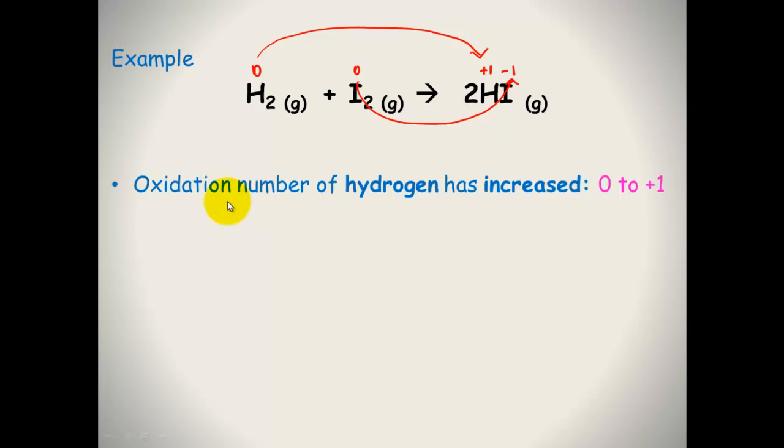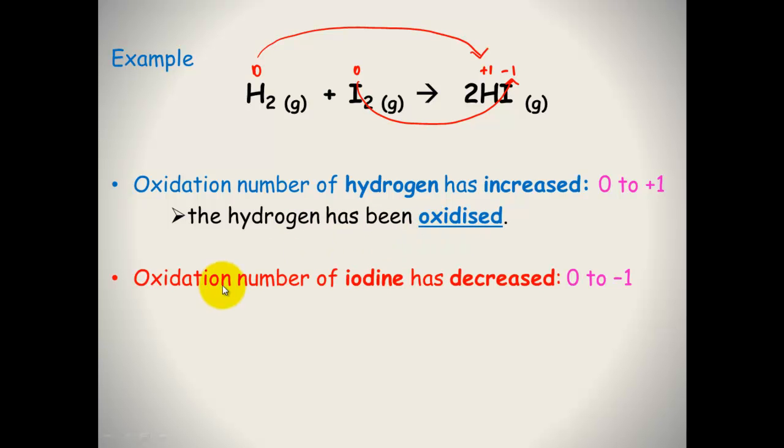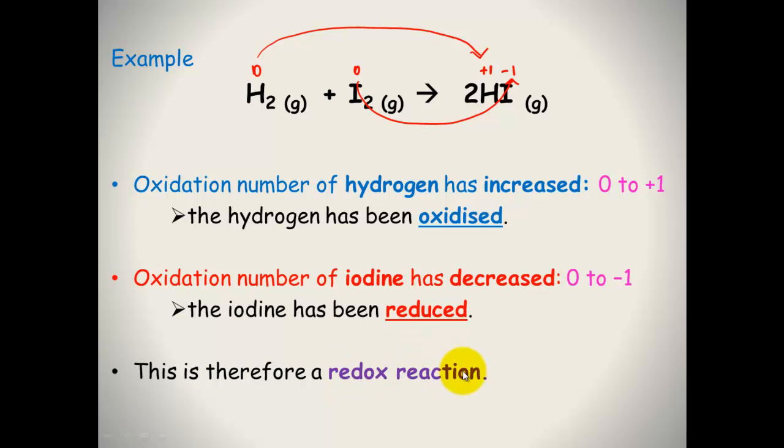So, the oxidation number of hydrogen has increased from 0 to plus 1. If it's increased, it means that hydrogen has been oxidized or undergone oxidation. The oxidation number of iodine has decreased from 0 to minus 1. So iodine has been reduced or undergone reduction. This is therefore a redox reaction because we've had both oxidation and reduction occurring.